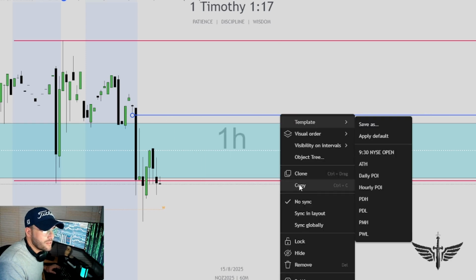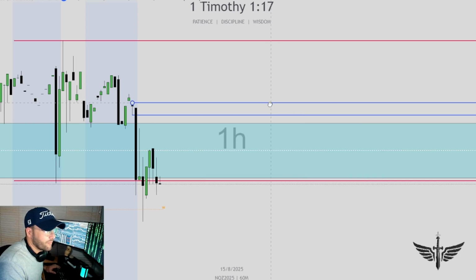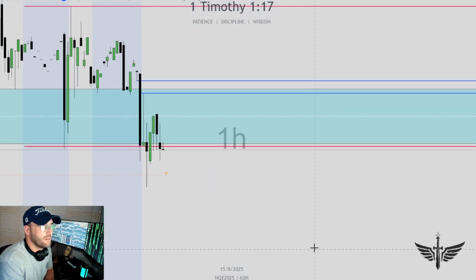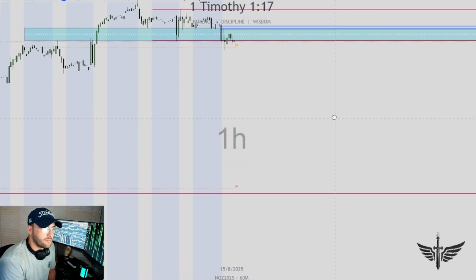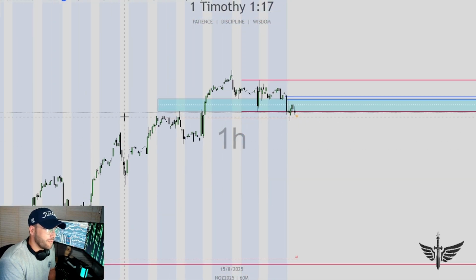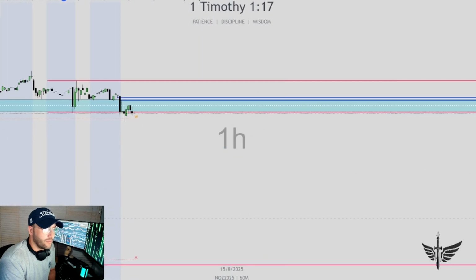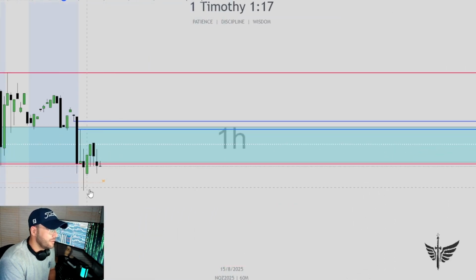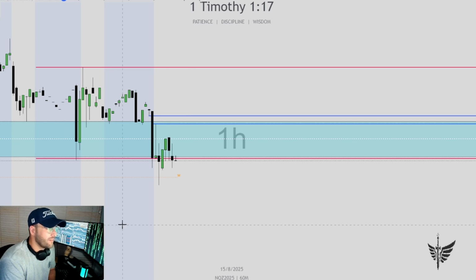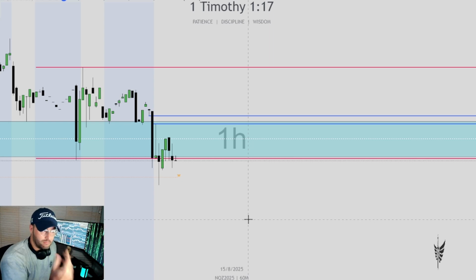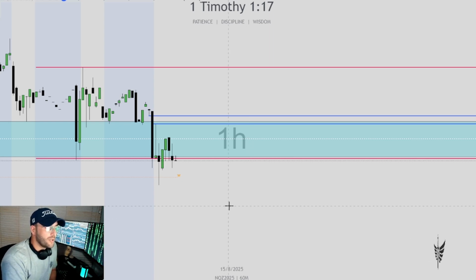Let's just clone this. So this is hourly. Now I'm going to show you guys all the POIs that can be utilized. We've got previous week low, and previous week high has already been taken out. So we've got 1, 2, 3, 4, 5, 6, 7. We've got 7 areas where price is likely to either react or be utilized.